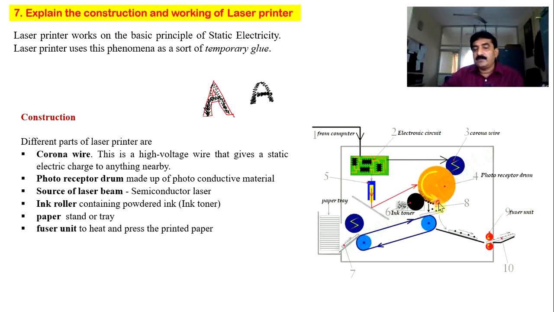Meanwhile, the toner keeps on rotating, the drum keeps on rotating. This toner is positively charged. See, too many positives and negatives. Let us not get confused. First, the corona wire will deposit positive charge on the drum, and then the laser beam will remove the positive charge from the selected part. Wherever black is to be printed, it is negative. Wherever white is to be printed, it is positive. Okay, that's all.